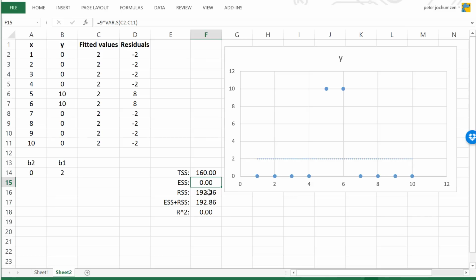If you look at RSS, you can see that I made some mistake here because RSS can never be greater than TSS. Let's look at that. It's D4 to D12. Those are not the correct references. It should be D2 to D11. So now RSS is the value that we would expect, 160. So it's still true that ESS plus RSS is the same as TSS, but in this case, ESS is 0, we explain nothing. The entire variation in the Y data is due to the residuals. So R squared for this particular case becomes 0.